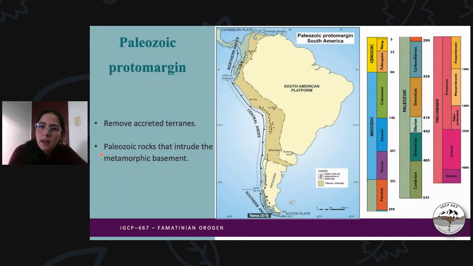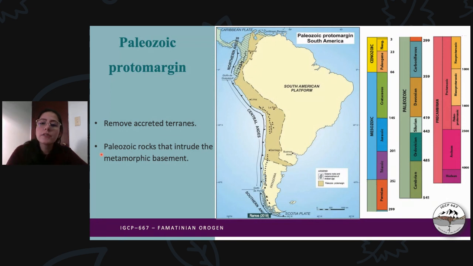To get an idea of how the Famatinian magmatic arc was formed, we should first reconstruct the proto-margin of western Gondwana. For this, we have to recognize that there exists a large number of accreted terranes that make up this margin, and some of them were accreted or amalgamated after the Famatinian event. In those cases, we remove them.